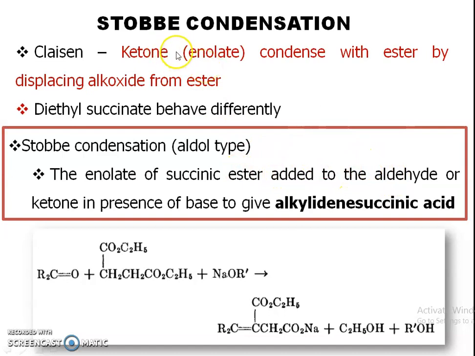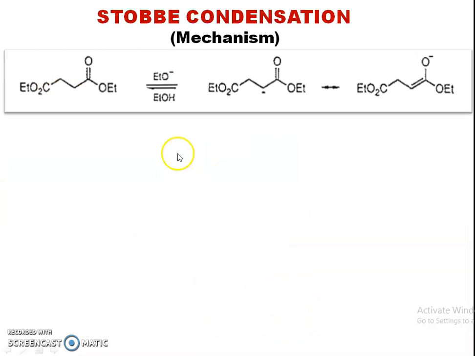Here in Claisen, the enolate of a ketone is added to the ester. But if you are using diethyl succinate, the enolate of succinic ester is added to the aldehyde or ketone or carbonyl in presence of base, and it gives alkylidenesuccinic acid. This is the example. Carbonyl and diethyl succinate, in presence of base, form alkylidenesuccinic acid.